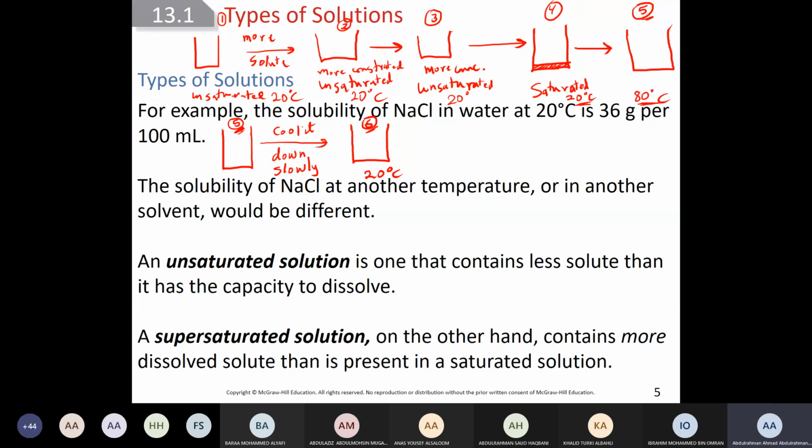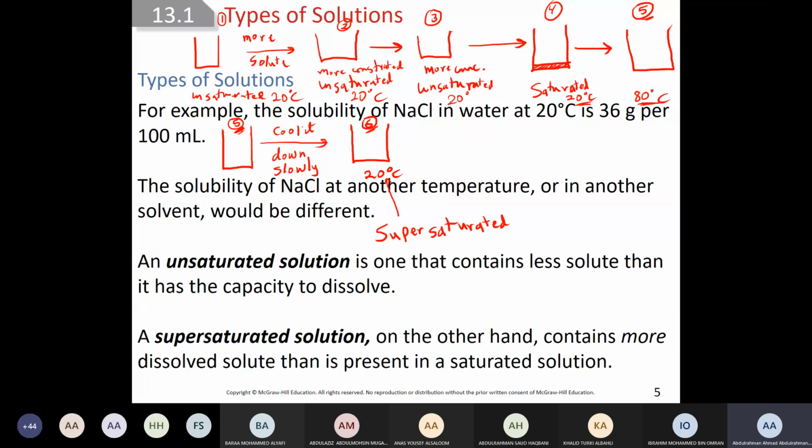At 20 degrees C, still there is no precipitation. This means in 6, the solution is taking more than what it needs. This solution, we call it supersaturated. What do we call it? Supersaturated. How can I tell that it is super?